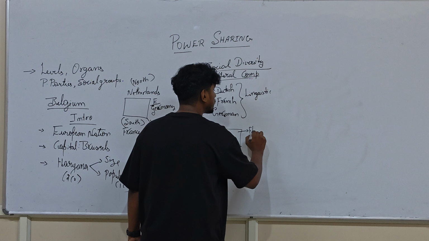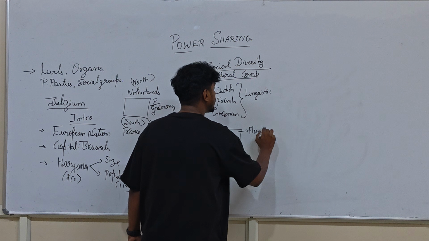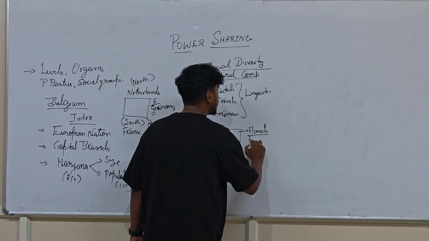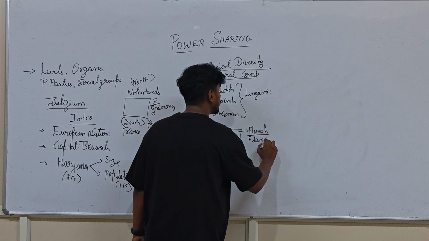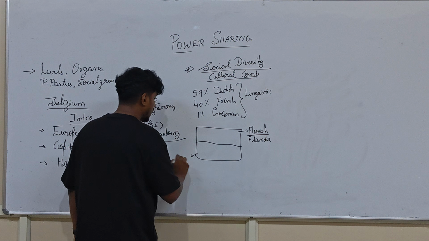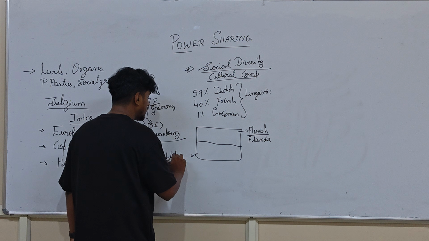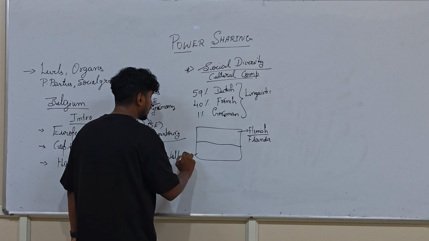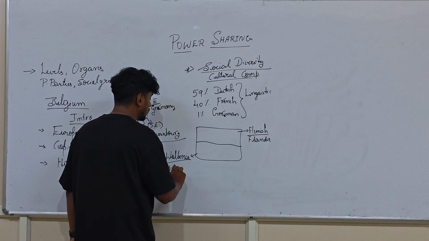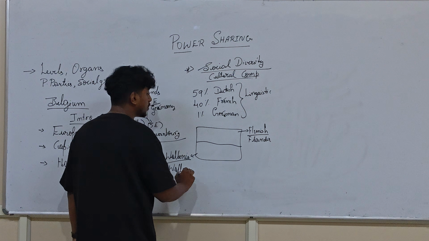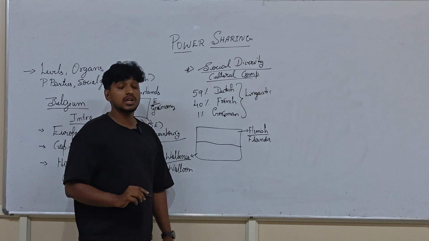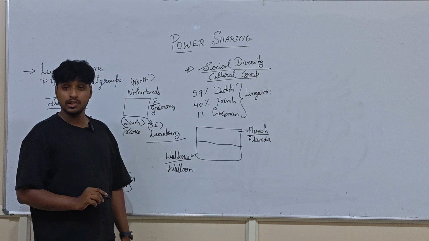If we consider this as Belgium, the northern part of Belgium is called the Flemish region or Flanders. The southern part is called the Wallonia region or Walloon. So there are two parts of Belgium. The northern part is called the Flemish region, and the southern part is called the Wallonia region.